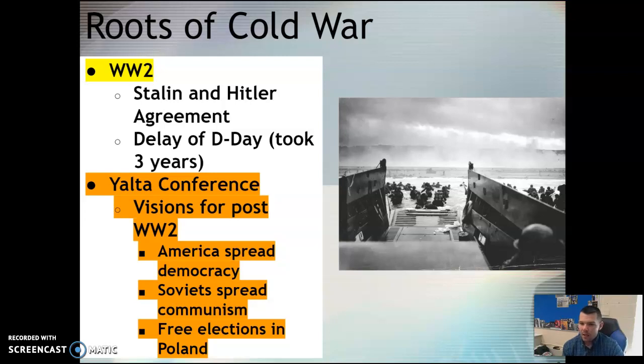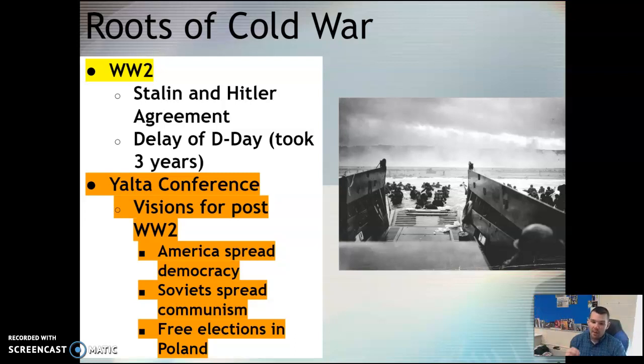And then finally, when World War II was coming to an end, the Yalta Conference also showcased a lot of the Cold War tensions, like the roots. They both had very different visions for how Europe was going to look. Again, it all goes back to the goals that I said earlier. Our goal was to spread democracy. Their goal is going to be to spread communism.